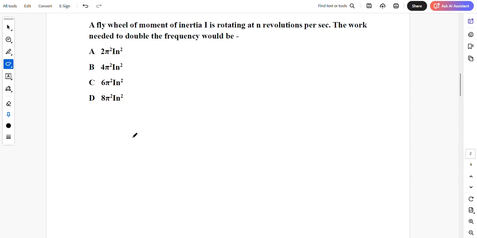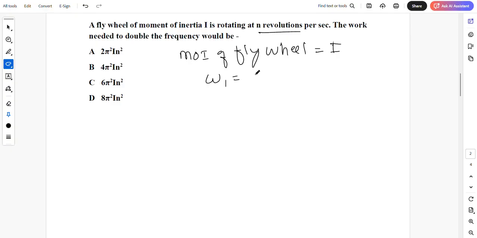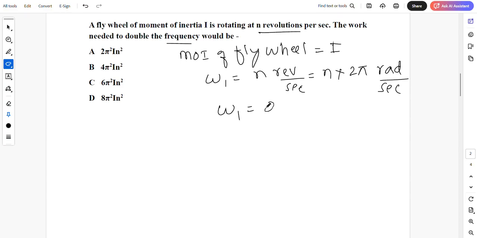What is it saying? A flywheel of moment of inertia I is rotating at n revolutions per second. Okay, the moment of inertia of the flywheel is given. How much? Moment of inertia of flywheel is equal to I. Now, how much is omega 1? That is n revolutions per second. The work needed to double the frequency. Okay, n revolutions per second, we will convert this into radians per second by multiplying by 2 pi. Very good. Therefore omega 1 is equal to how much? 2 pi n radian per second.